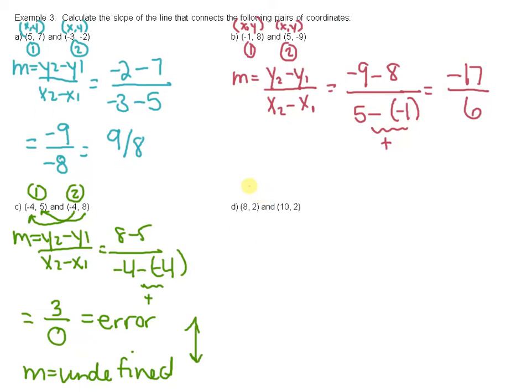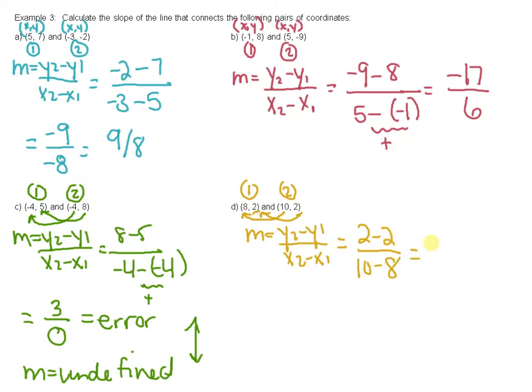Okay, now this will be 1, this will be 2. M equals y2 minus y1 over x2 minus x1. Okay, so this 2 minus this 2, and this 10 minus this 8. 10 minus 8. So I get 0 over 2. And if you put this into your calculator, you do get the answer of 0. So m equals 0, which means that it's a horizontal line.